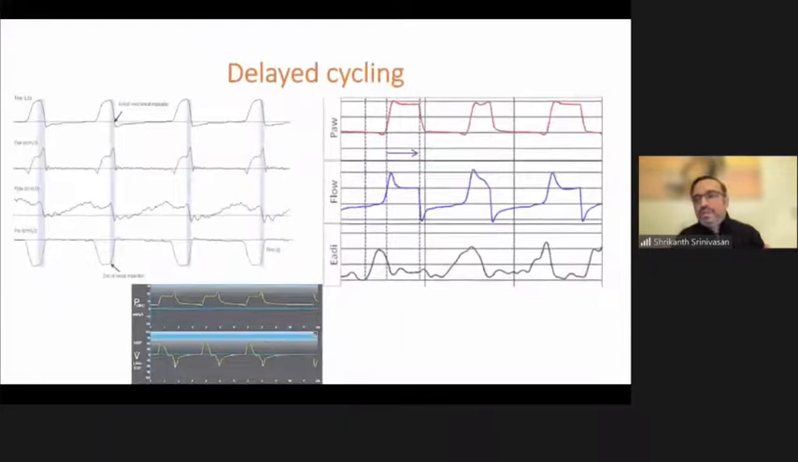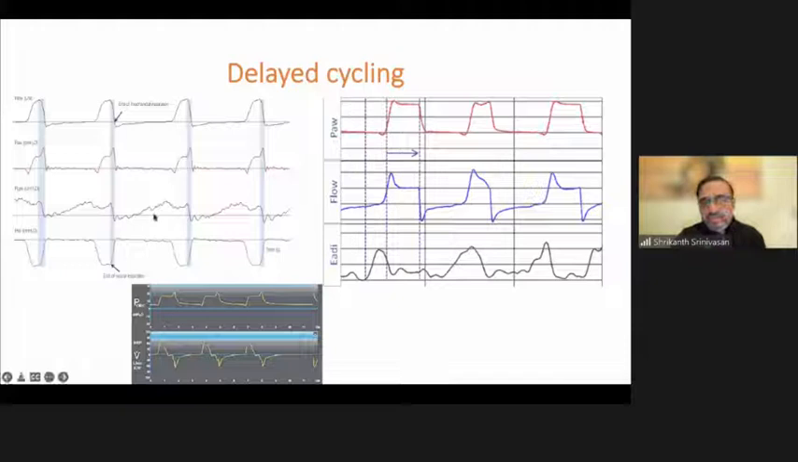The exact opposite is delayed cycling. Delayed cycling means that the patient's neural effort decided that yes, the breath is over, but your ventilator settings are such that the ventilator hasn't decided the breath is over as yet. So too long an inspiration, right? A too long an inspiration disproportionate to what is required for the patient.